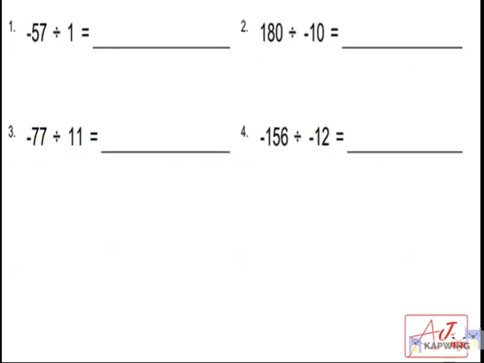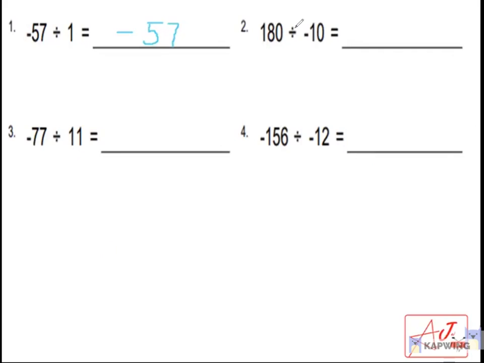We have negative 57 divided by 1. So magkaiba sila ng sign. That's why negative dapat ang answer natin. And 57 divided by 1 is 57. So ang answer natin sa number 1 ay negative 57.